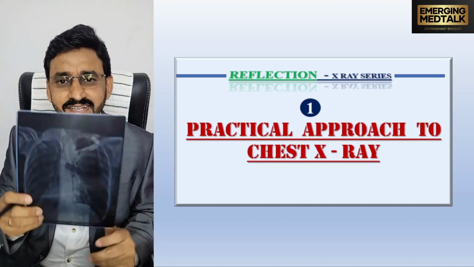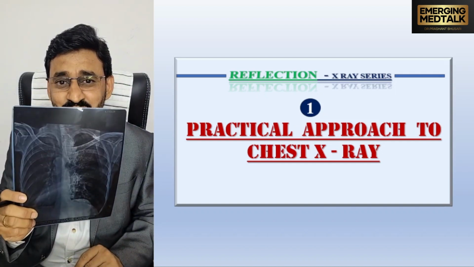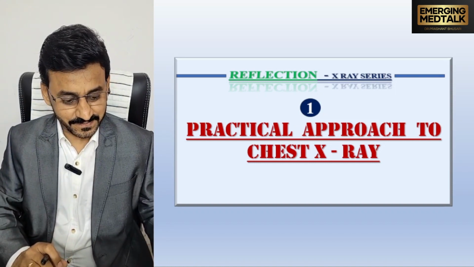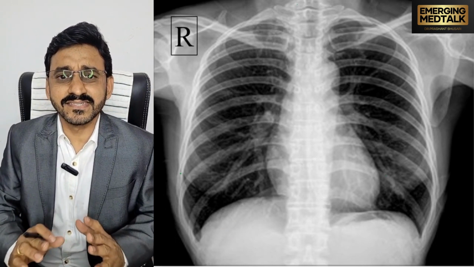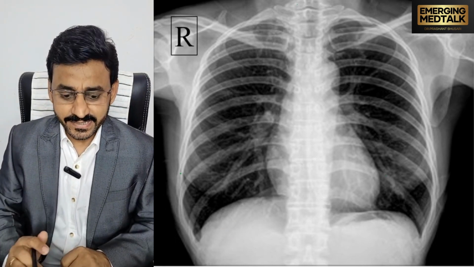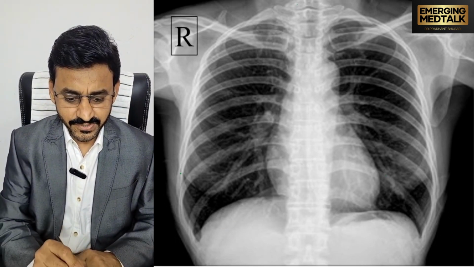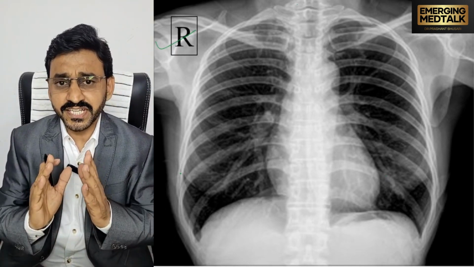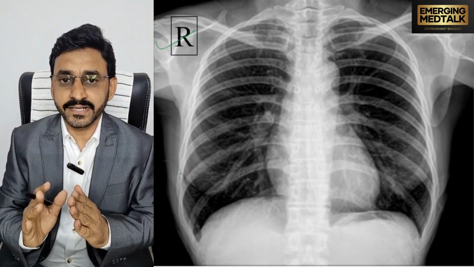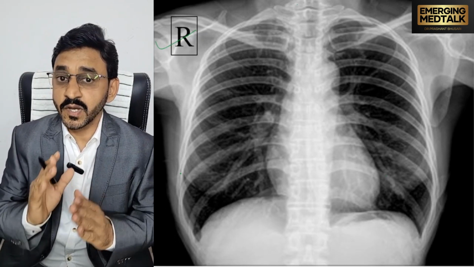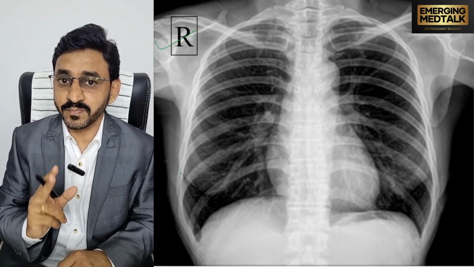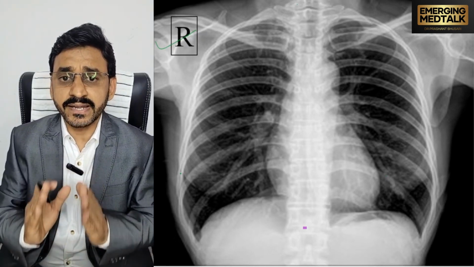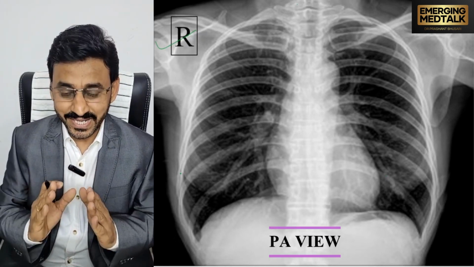So this is the chest X-ray, and we'll discuss now the practical approach. Here is the chest X-ray, this side is the right side, and the projection is posterior-anterior. The X-ray beam passes through the patient posteriorly and the cassette is placed in front of the patient. So posterior-anterior projection, that is PA view.